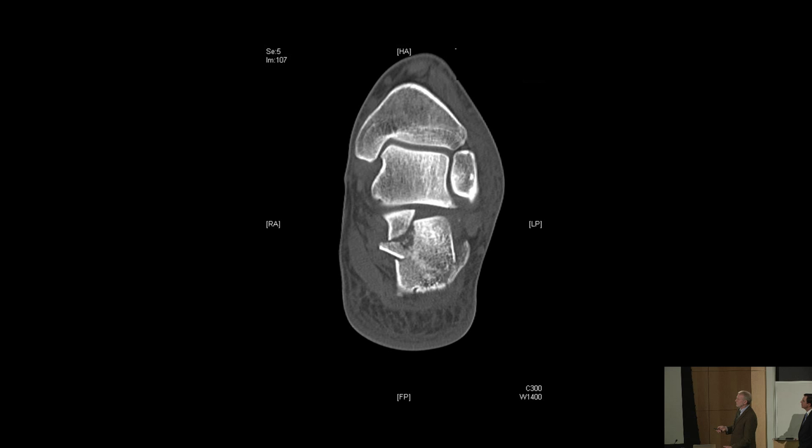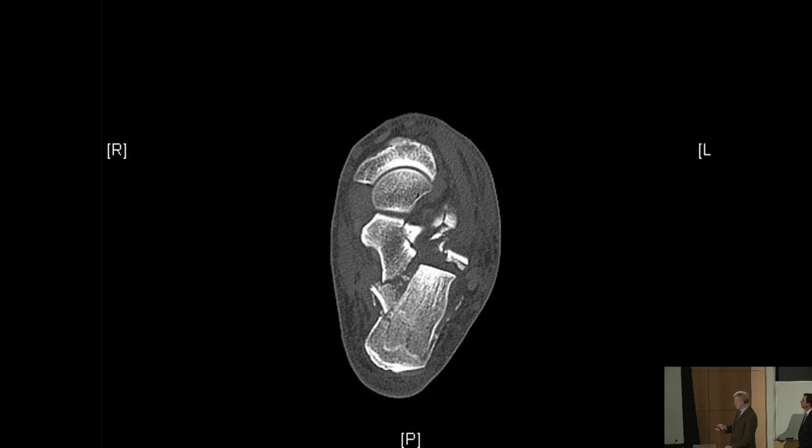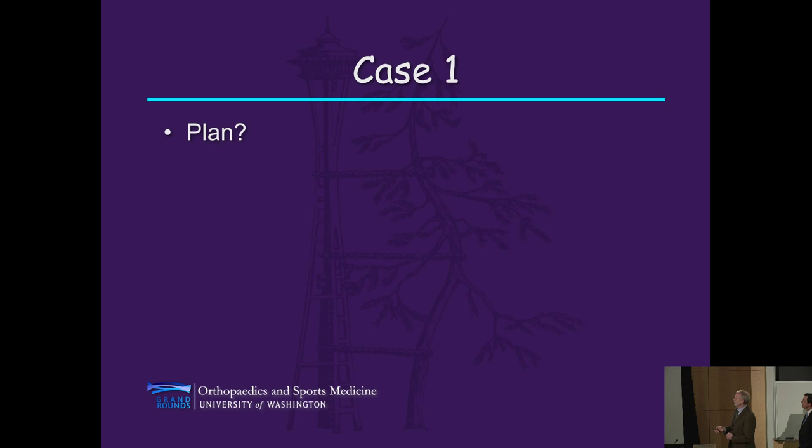There's probably 8 to 9 millimeters of step off there. And it's laterally displaced so that there's going to be some impingement into the subfibular space. And I think Dr. Benirschke would agree that this probably should not be left non-operatively managed.